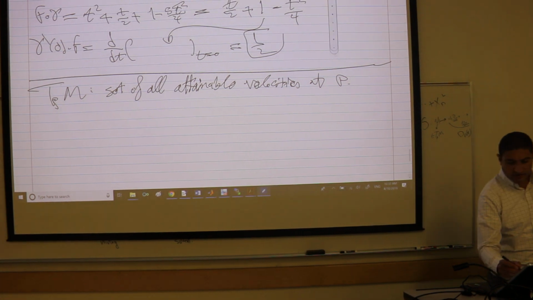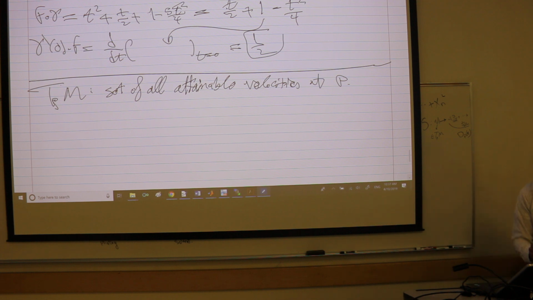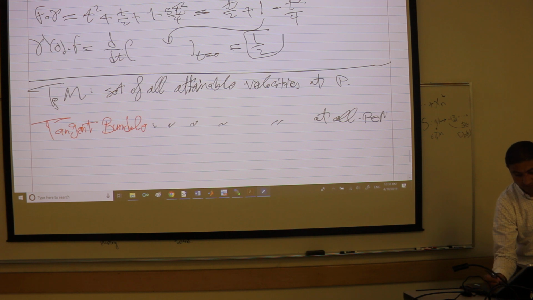We're going to have a new definition. It's a vector space, okay? It's isomorphic to Rn, so it looks like Rn. Now we have a new definition, which is the tangent bundle. So this is what? Set of all attainable velocities at all P in M.